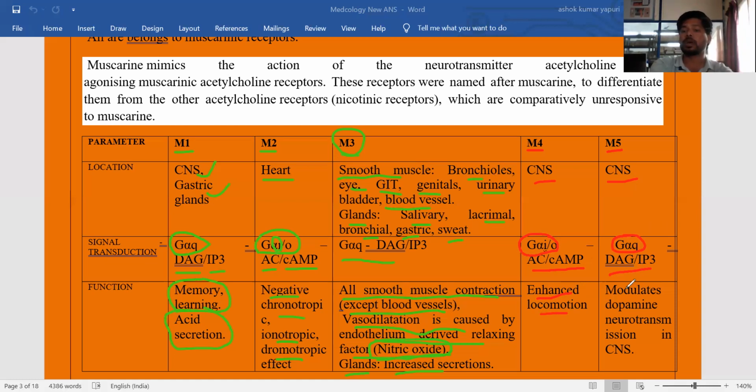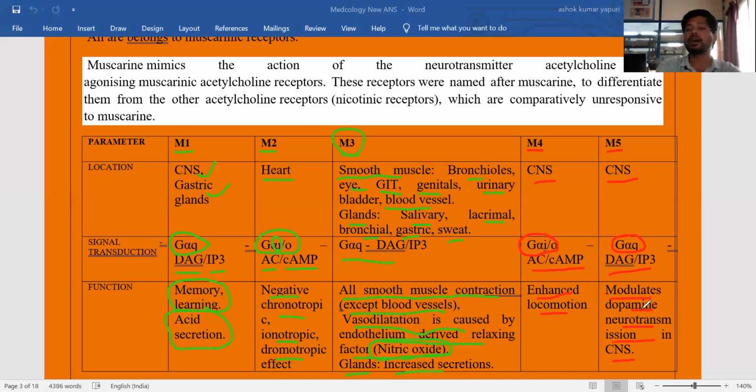And regarding M5 receptors in the CNS, they modulate dopamine neurotransmission. So it is parasympathetic, but it modulates dopamine action with the help of M5 receptors in the central nervous system. Modulation may be positive or negative. Positive means it may increase the dopamine action, negative means it may decrease the dopamine action, based on the body requirement and the body condition.